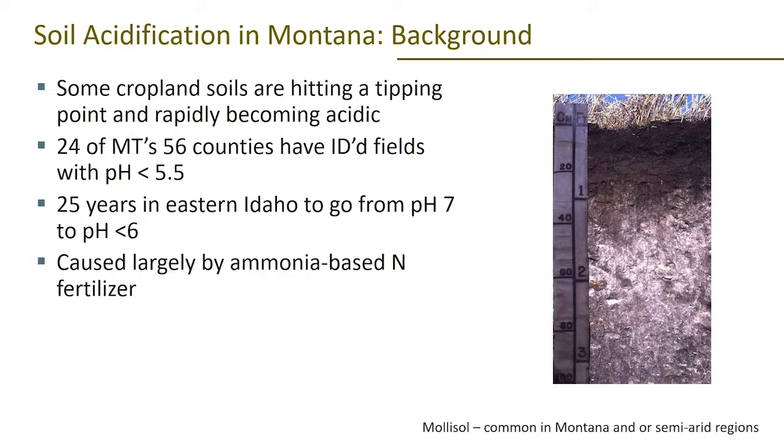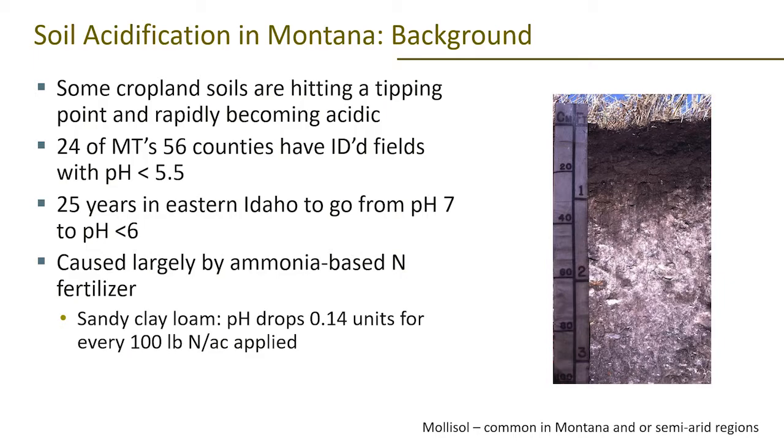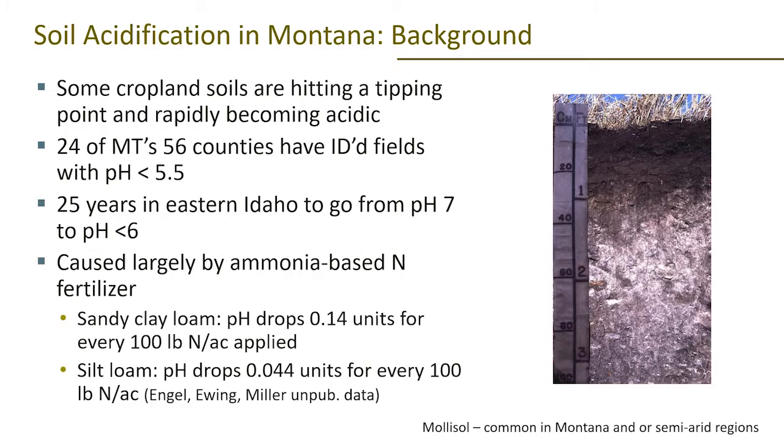The cause is nitrification of ammonium-based nitrogen fertilizer. The rates of drop can be pretty quick on coarse textured soil. So we've measured pH drops of 0.14 units for every 100 pounds of nitrogen per acre applied on a sandy clay loam outside of Big Sandy. We've measured a slower drop on a silt loam west of Bozeman, closer to 0.04 units for every 100 pounds of N per acre, but you can envision both of those after 20 to 50 years of nitrogen fertilization can show significant drops in pH.